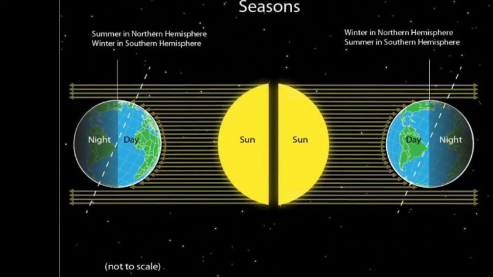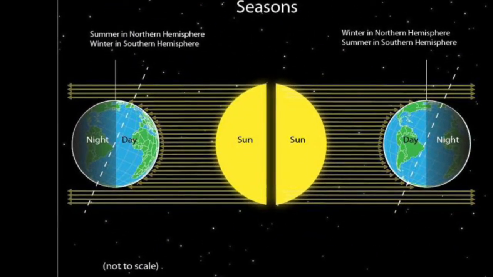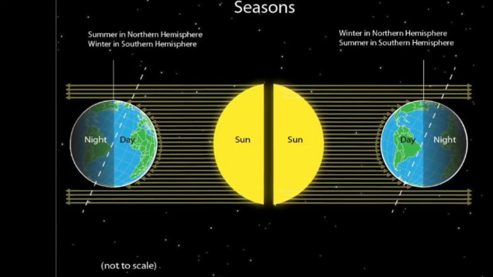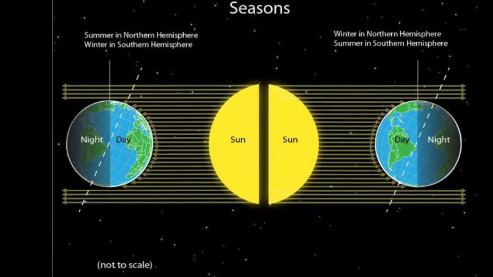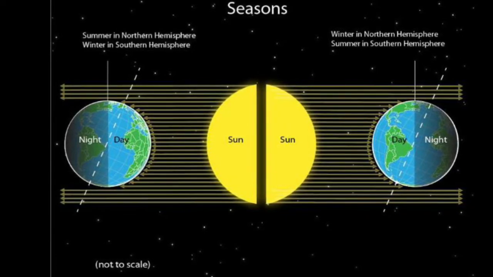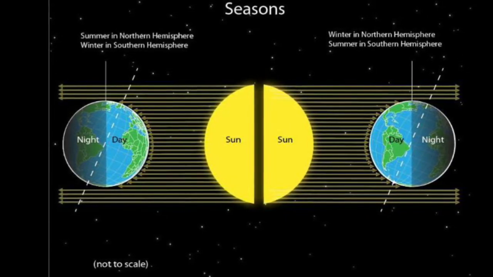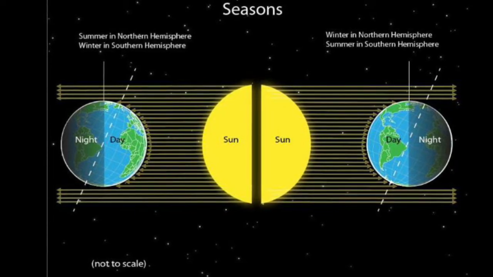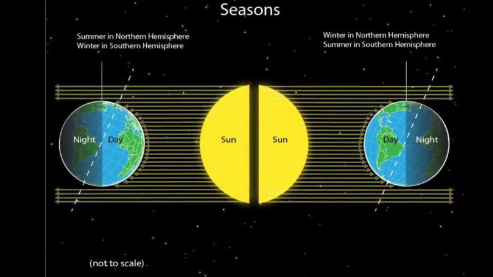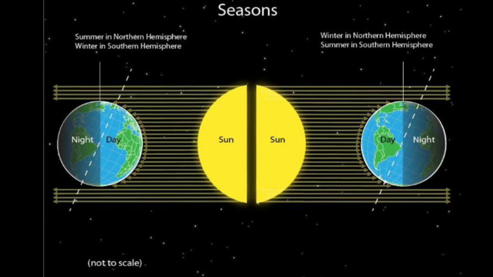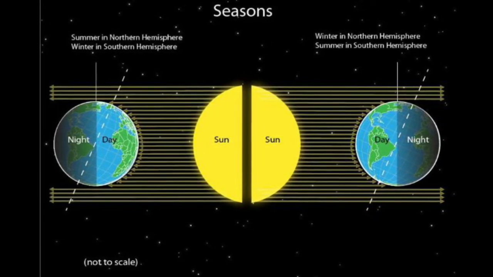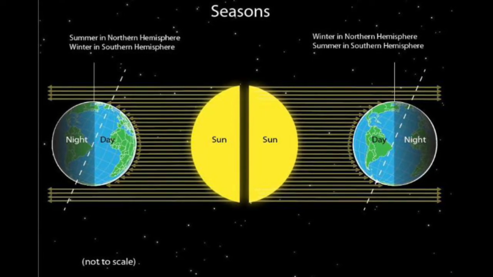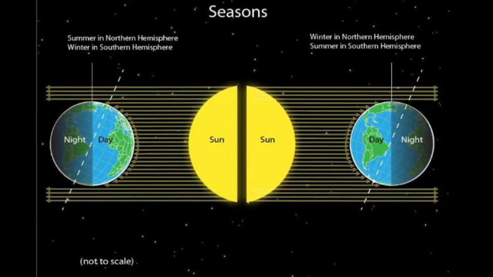Let us know about the other important movement of the earth. The other important movement of the earth is revolution. Now, what is revolution? The movement of the earth around the sun in a fixed path is called revolution. The earth takes 365 days and 6 hours to complete one revolution around the sun.